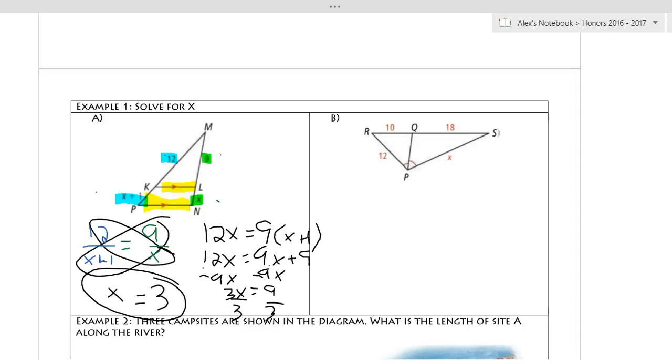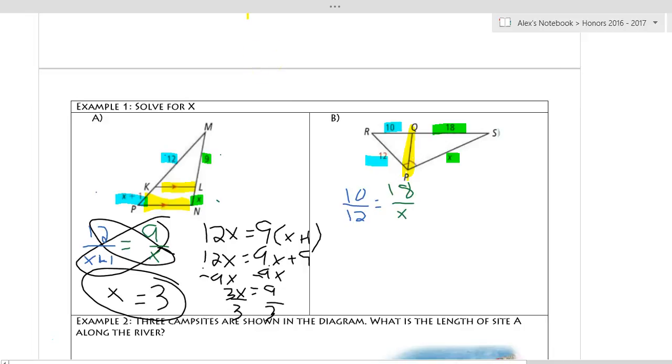Alright, looking at B. Now B is a different theorem. I don't have parallel lines. I have the angle bisector. Okay, so this one, very similar. I'm still just splitting those sides up into proportion. I have 10 and 12, and 18 and x. Okay, you still be very careful. I'm going to go top to bottom, just like before. So 10 over 12 equals 18 over x.